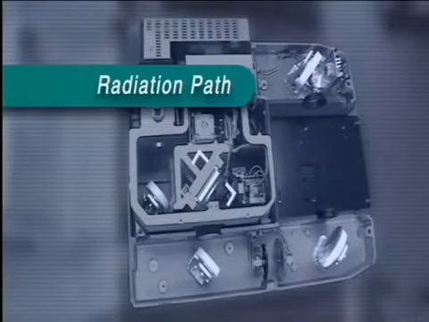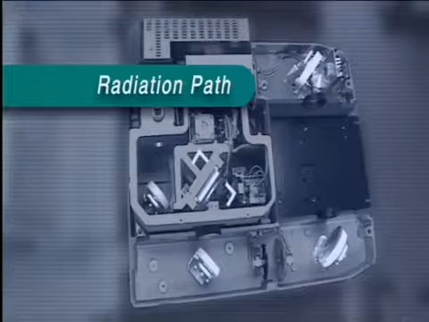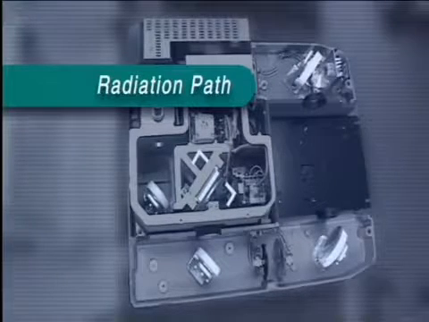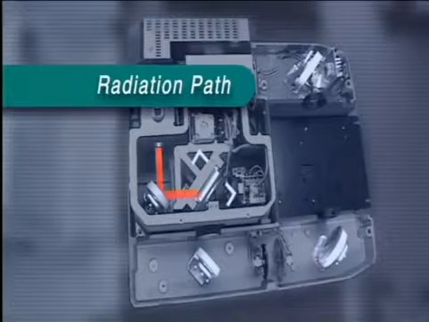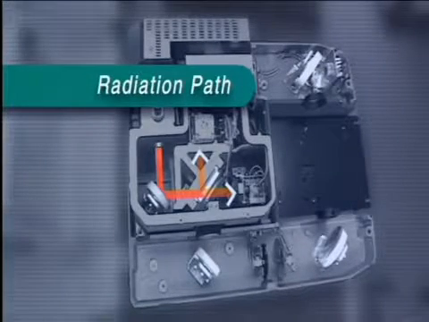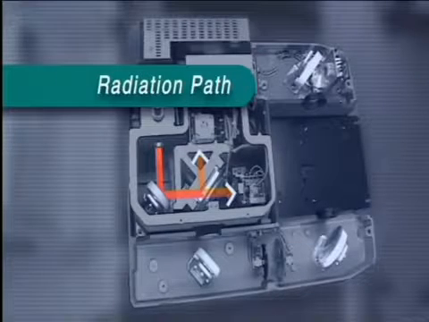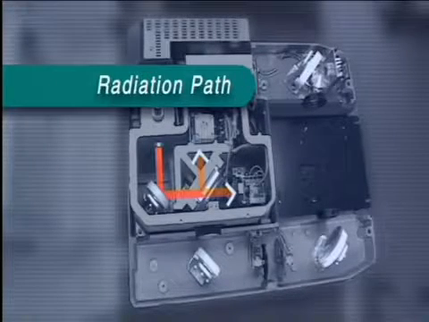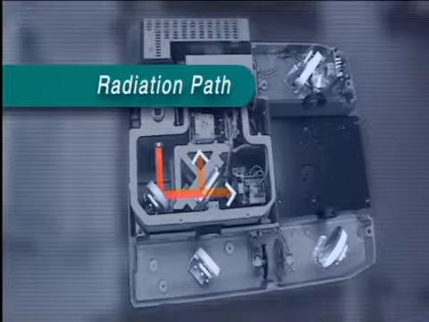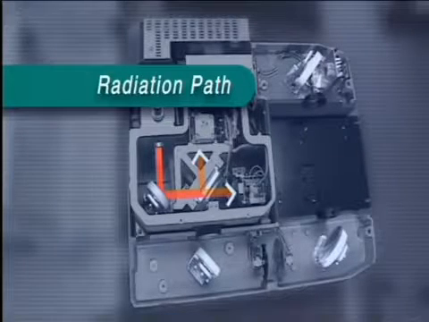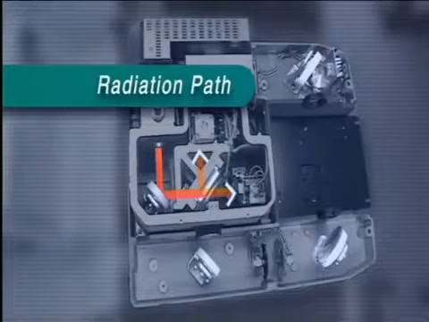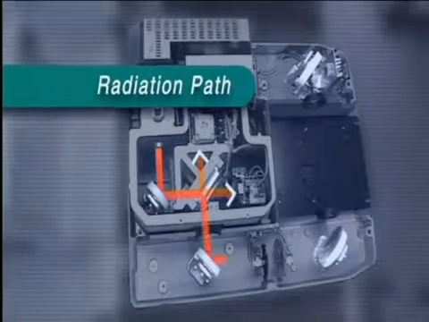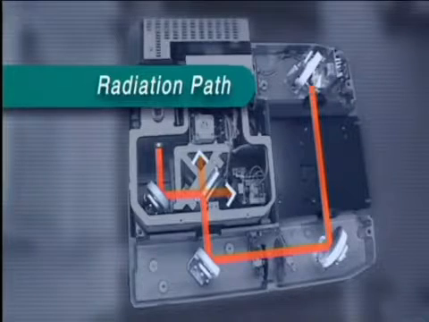Modern instruments, such as this one, use a device called an interferometer, consisting of a beam splitter here and a pair of mirrors at right angles to one another. This produces what is called an interferogram from the source radiation. The interferogram holds information about the intensity of all infrared radiation at all frequencies simultaneously. This passes through the sample and to the detector.